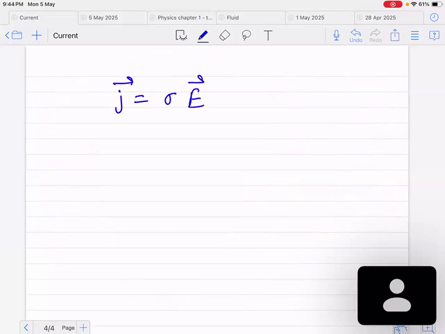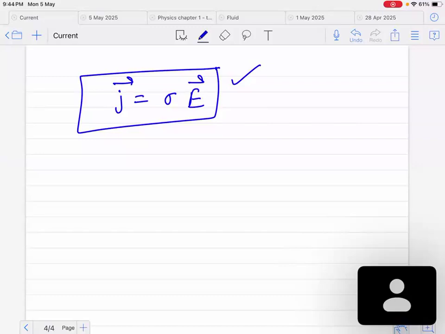So finally, it is this. Current density is equal to the specific conductance into electric field. It means if you increase the electric field, definitely current density will increase. Or if there is a good conductor, meaning sigma is high, then also current density will increase. So current density, or the current, depends upon two things: the quality of the conductor and the amount of electric field applied on the conductor.